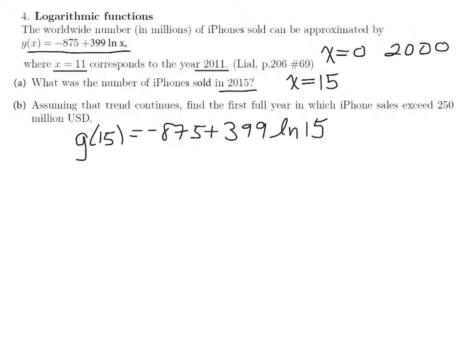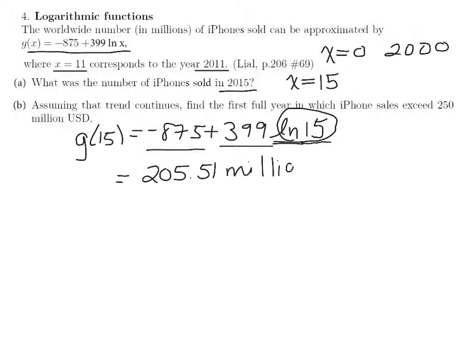Depending on the calculator you have, different calculators operate differently. You may be typing in 15 and then ln, or first ln and then 15. You're just going to have to see how your calculator works, check your instruction book. So the first thing we're going to do is solve for ln 15, multiply by 399, and then take that value and add negative 875 to it. If we do that, our result will be 205.51, and it's in millions, so 205.51 million iPhones sold in 2015.